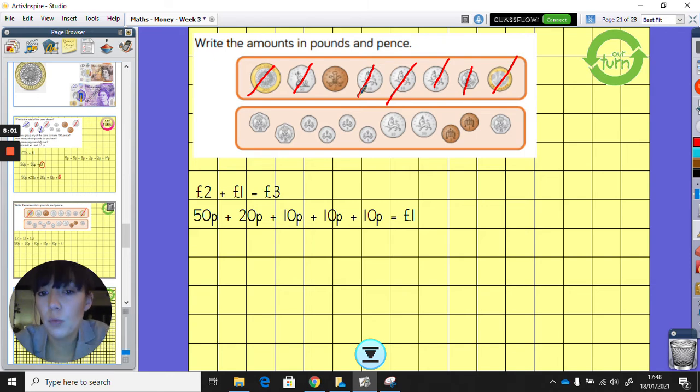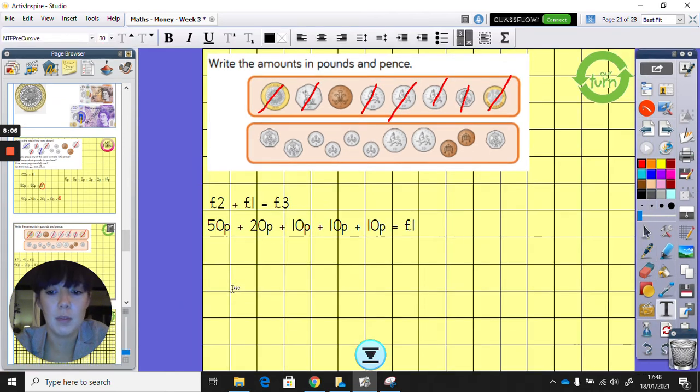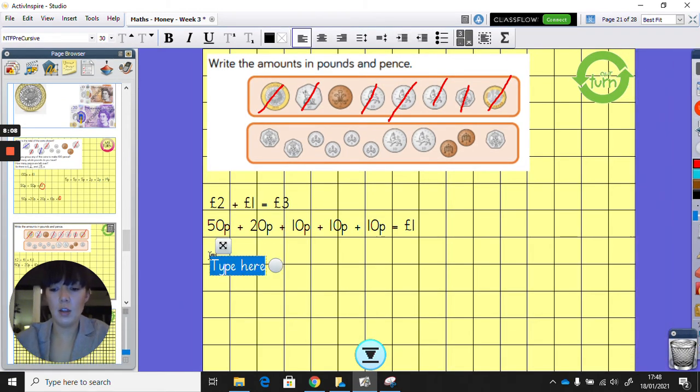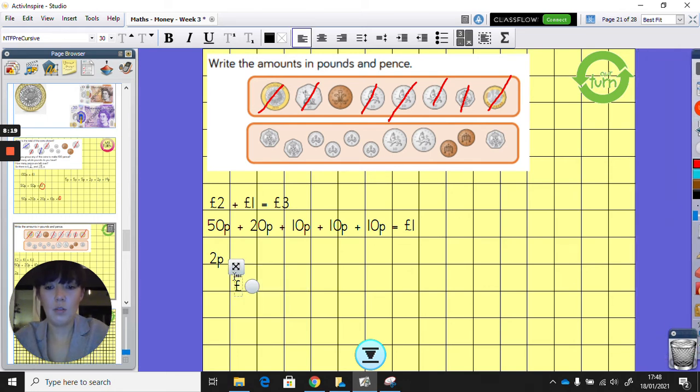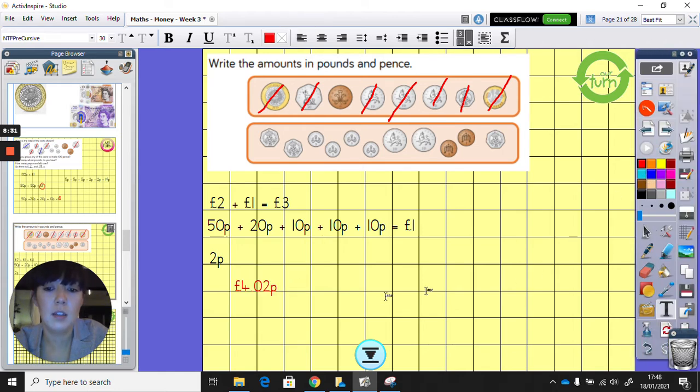Okay, so what have we got left? We've got some pennies left. We've got 2 pennies left, so we can put that one in as well. So how many do you have all together? So you need to write your answer in pounds and pence. So you should have written 3 add 1 is £4 and 2p, okay? So that's for our first one. That's the first answer, all right?